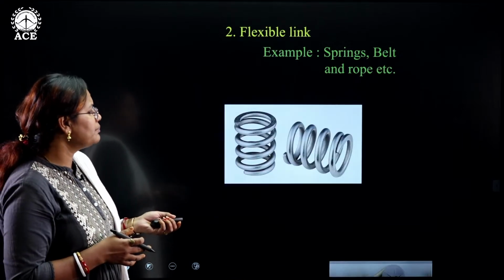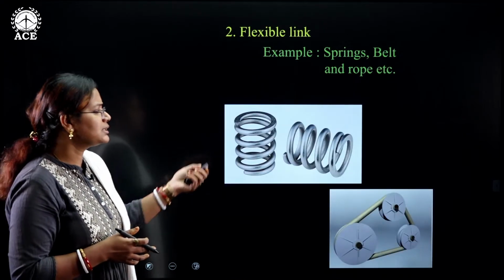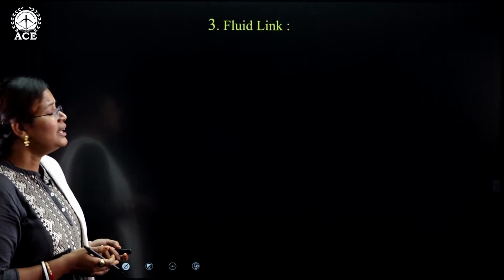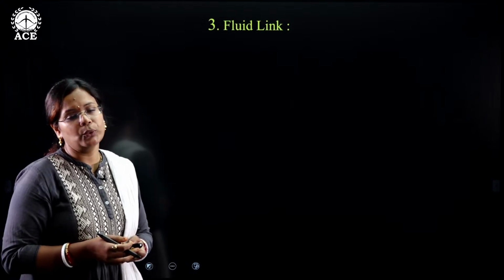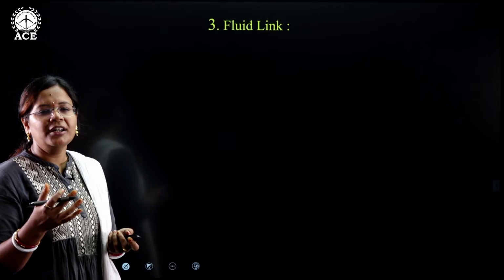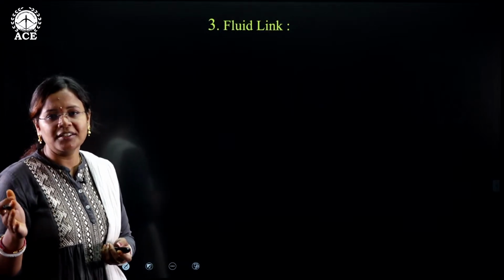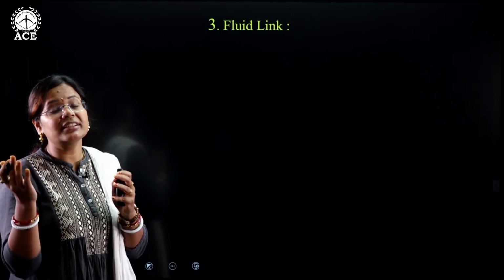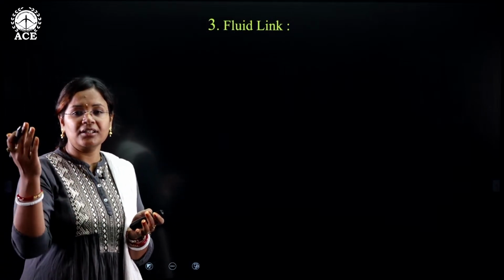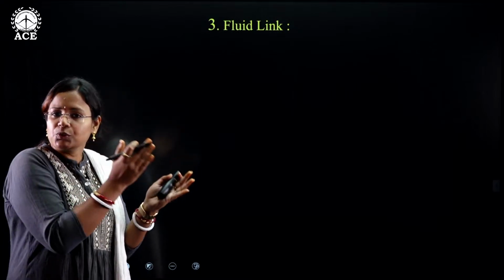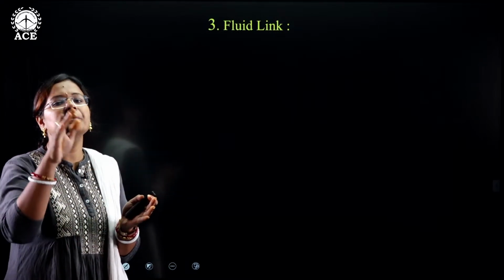So these are some of the examples. This is the spring and that is the belt and rope arrangement. Last one is the fluid link. You must be thinking a fluid link cannot be fluid. Of course, links are not fluid here. I mean that the links are not directly connected here, but the pressure or the force that is transmitted to one link is transmitted to the other link using a fluid medium.